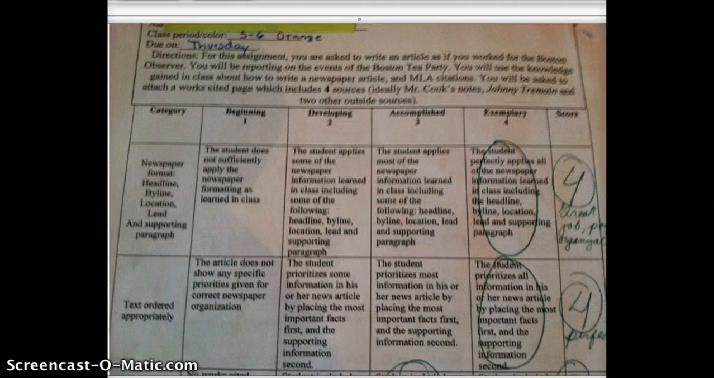If we're going through that rubric, you can see that the student got an exemplary for that category, and it says the student perfectly applies all of the newspaper information learned in class, including the headline, byline, location, and paragraphs. And where I said score, it says 4, which means you got full credit.